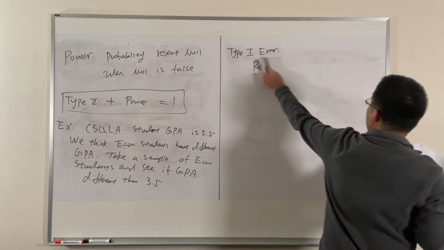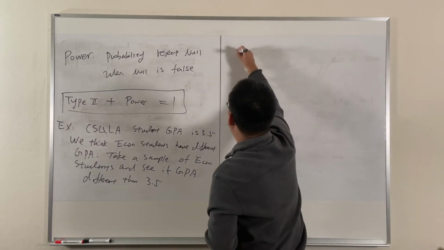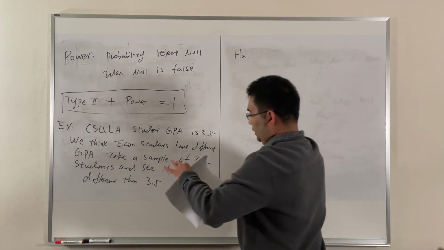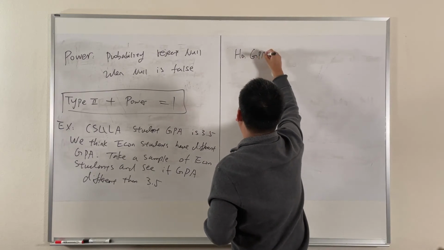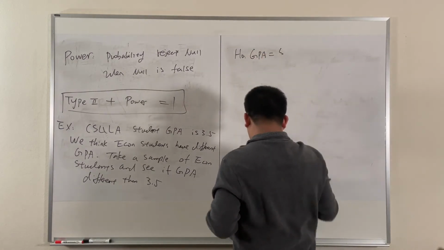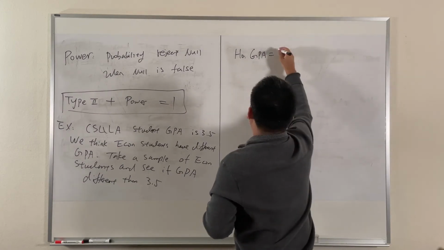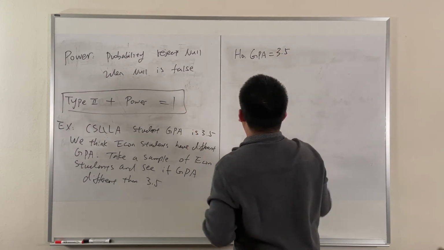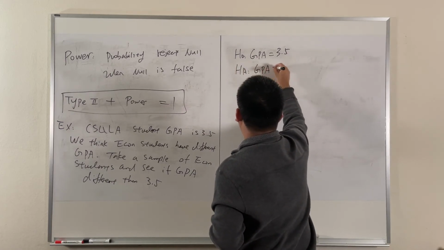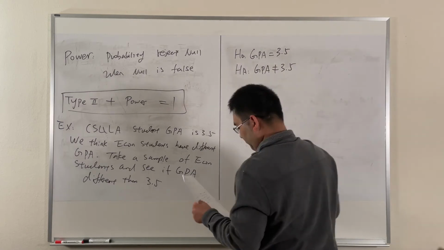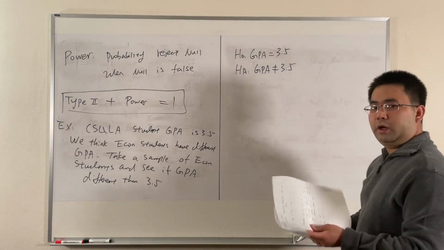Let me write out the null hypothesis. The null hypothesis is the one that says nothing changes, nothing happens, so the null is that the GPA equals 3.5. The alternative, we're going to say, is GPA not equal to 3.5. So what's a type 1 error here?